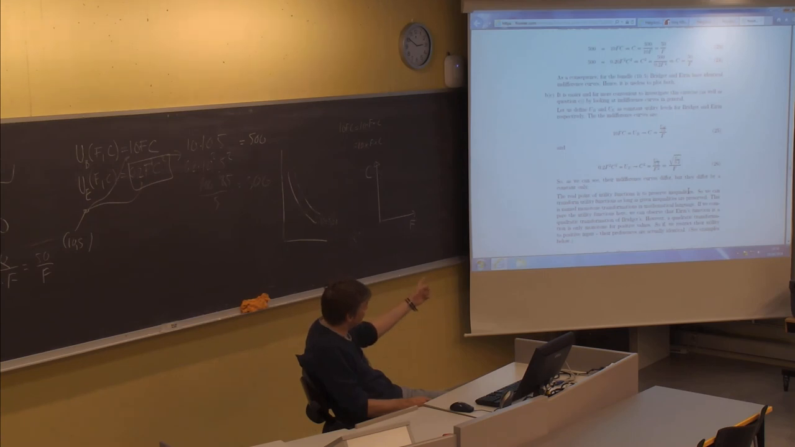This is named monotone transformations in mathematical language, as it says here. If we compare the utility functions here, we can observe that Erin's function is a quadratic transformation of Bridget's. So we change it by raising it to the power of 2. That's the meaning of a quadratic transformation. And we also change the constant. However, a quadratic transformation is only monotone for positive values, as you probably know.